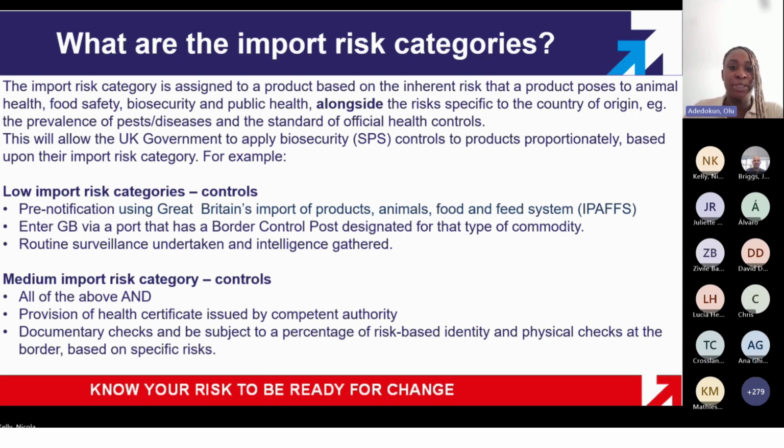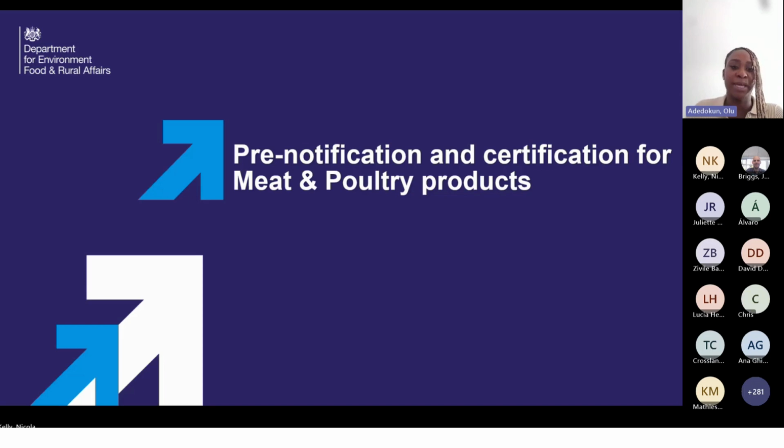pre-notification using Great Britain's Import of Products, Animals, Food and Feed system will be required. They must enter GB via a port that has a border control post designated for that type of commodity. There will be routine surveillance undertaken and intelligence gathered. For all medium risk products, this will include all of the above that I've mentioned and the addition of health certificate documentary checks, and they may be subject to a percentage of risk-based identity and physical checks at the border. And this is based on specific risks.